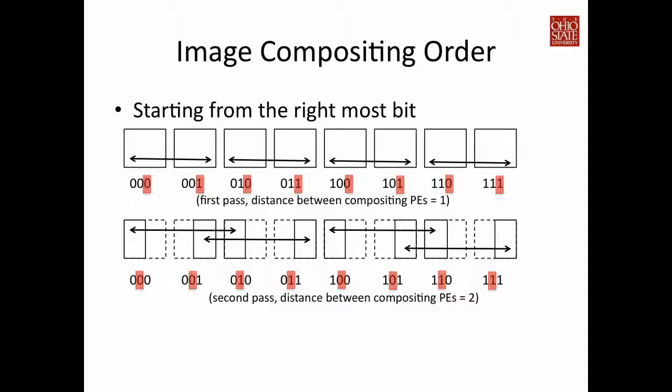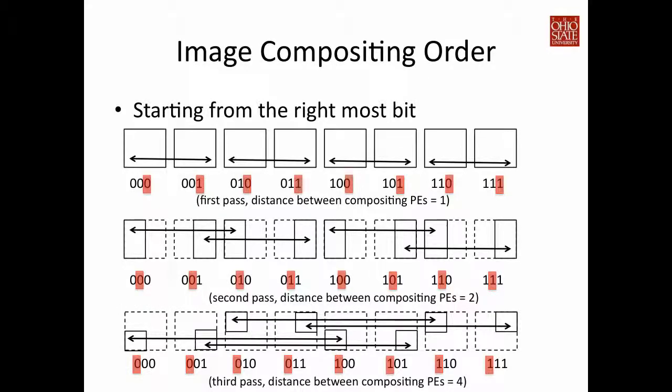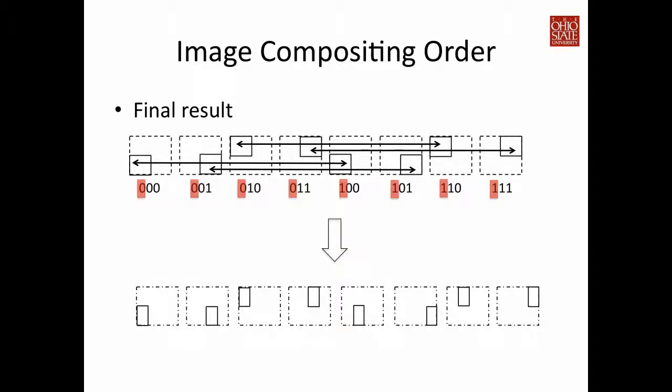In the second pass, you are going to composite with the corresponding processor by looking at the second bit, and you subdivide the image, exchange, and composite. In the last pass of the compositing, you look at the leftmost bit. Remember, this is because we have an example of 8 processors and 8 blocks. You find your corresponding processor, exchange, and composite. So this is the final result.